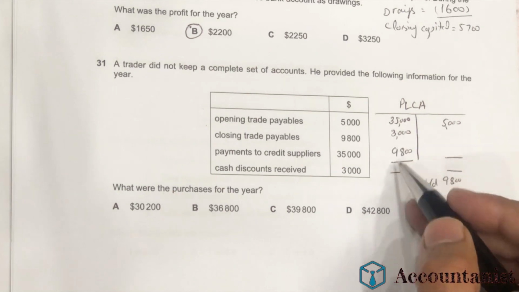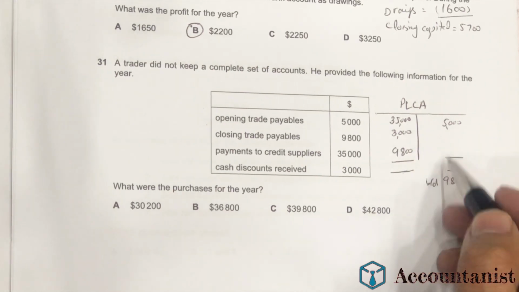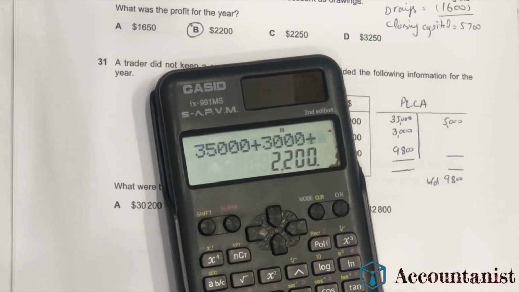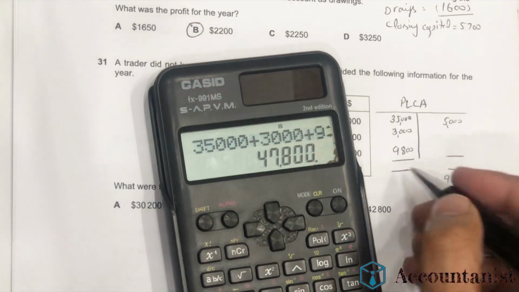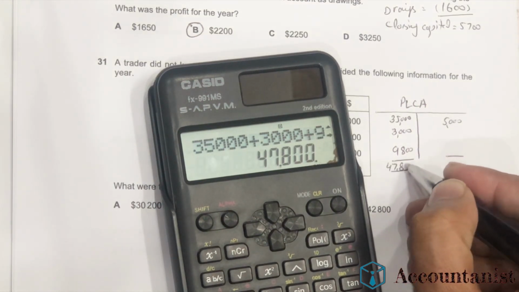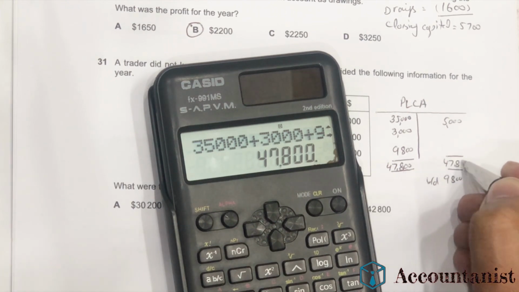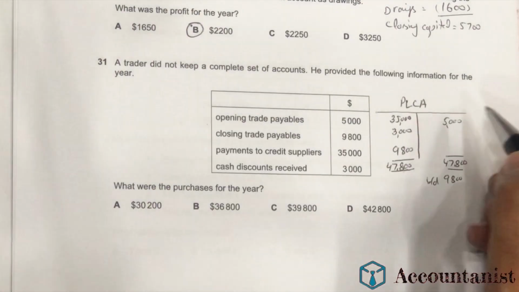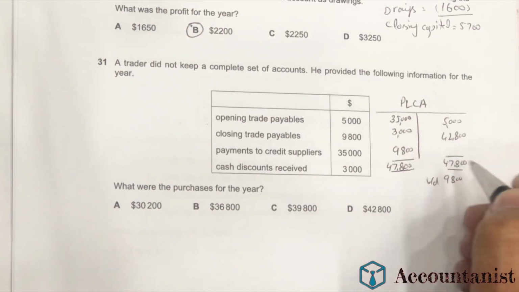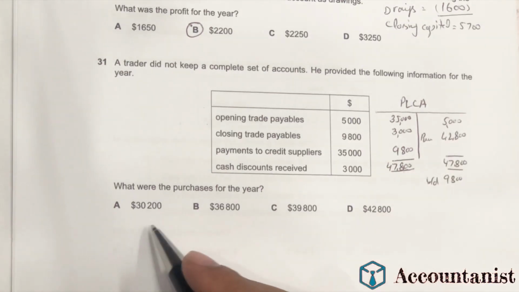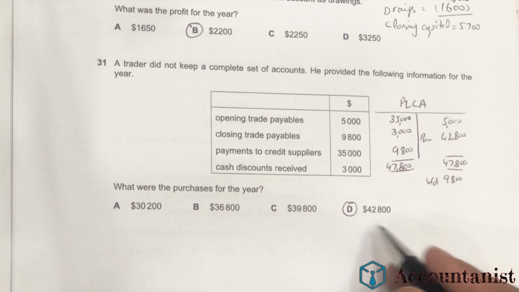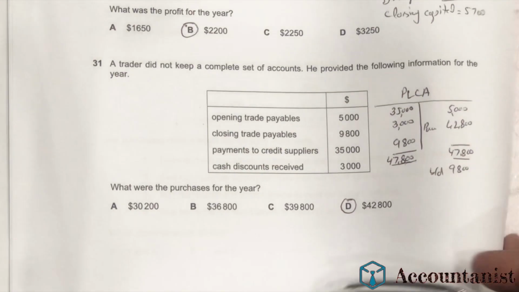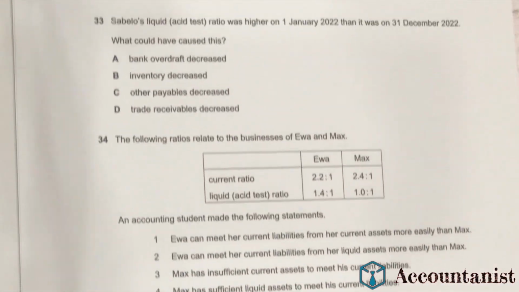We just have to make a total of this side because this side has a bigger value. So it says 35,000 plus 3,000 plus 9,800, which gives the total of 47,800, and we have to deduct 5,000 to get the answer, which is 42,800. So 42,800 is the purchases. So the option here is D, that has 42,800. So let's move on to the next question, number 32.